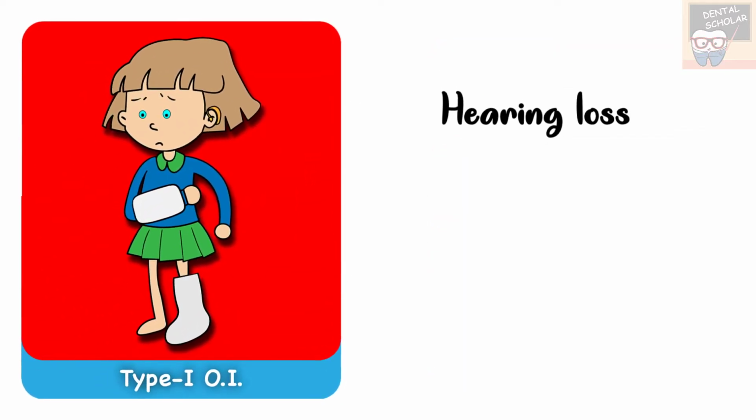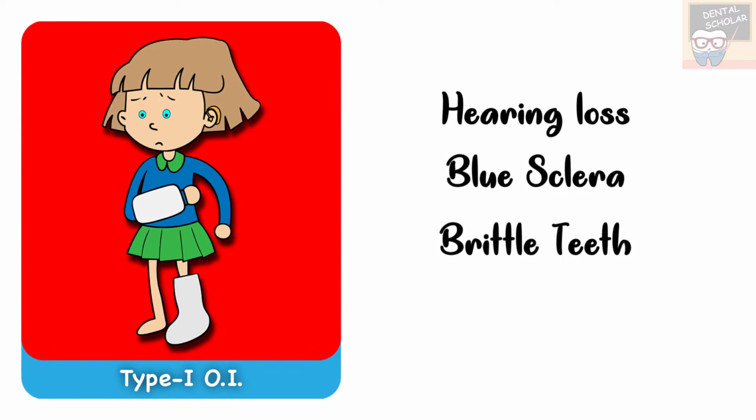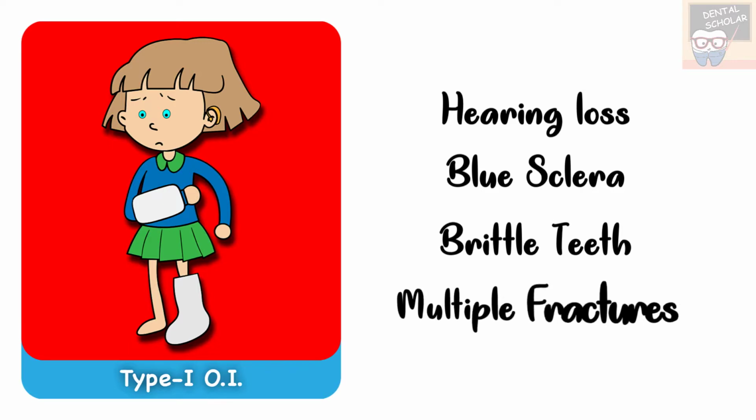Other features include hearing loss, blue sclera, brittle teeth, or you may say opalescent teeth, and multiple fractures.